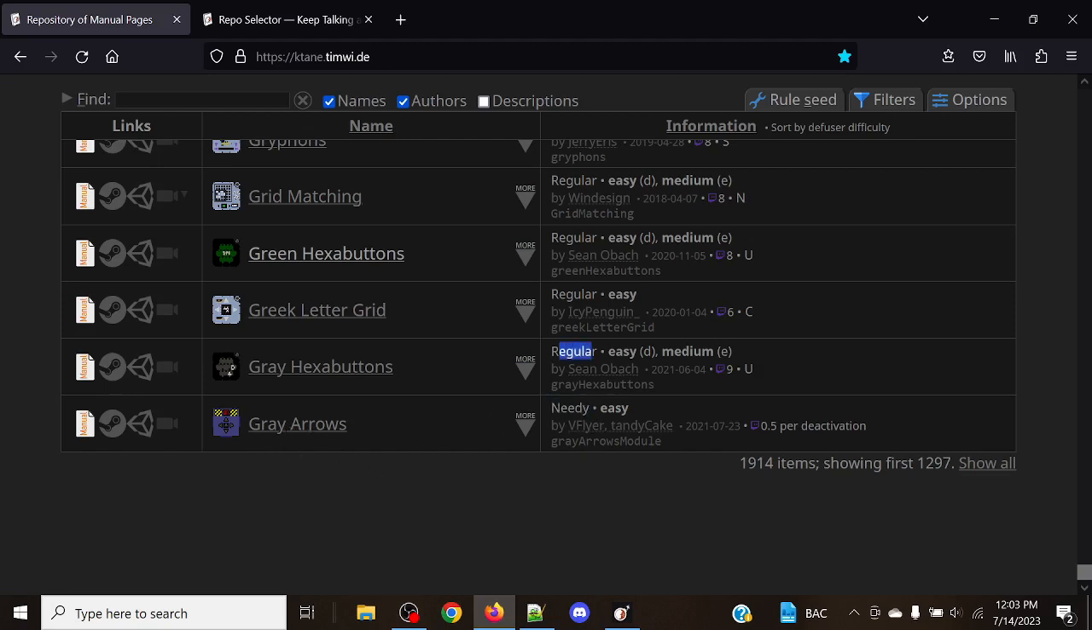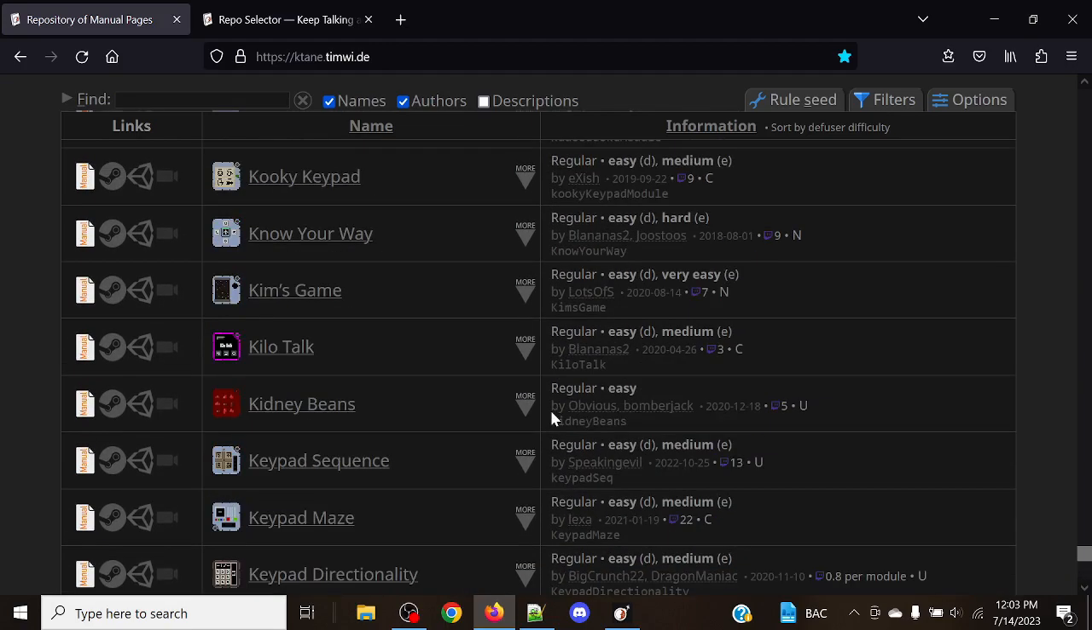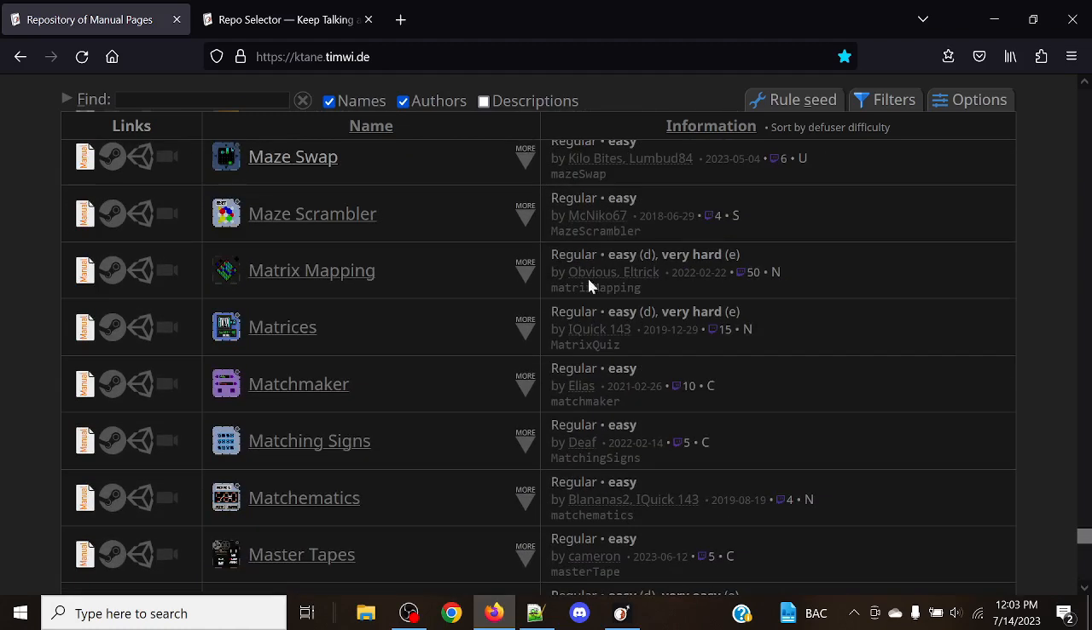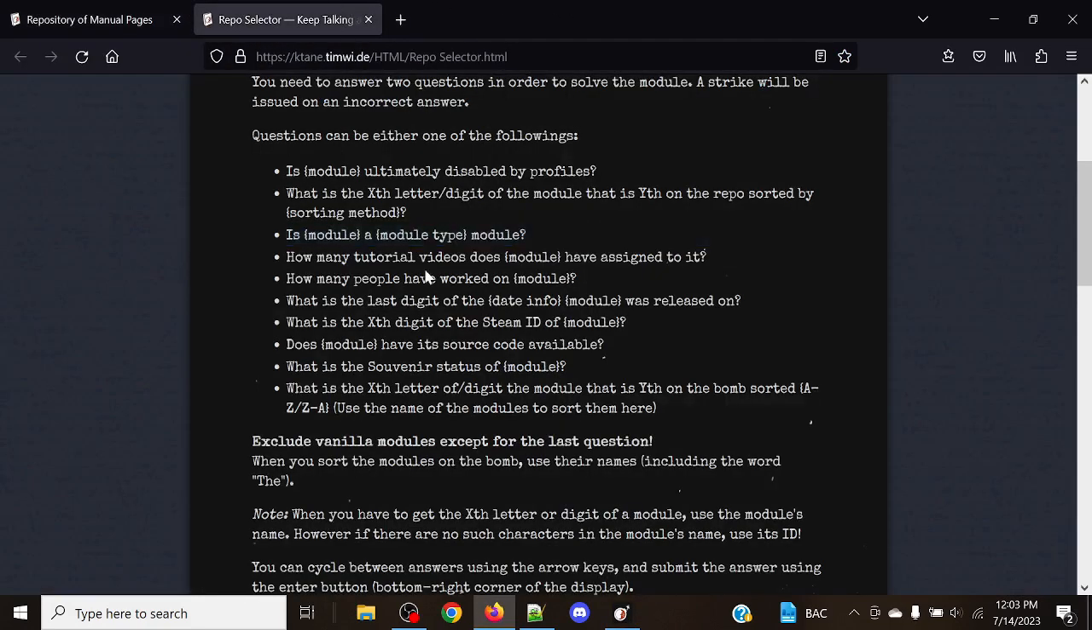These will be the ones that you'll see. It's between regular and needy, 9 times out of 10. I don't know if there's any other exceptions, but for the most part, it's just asking whether it is a regular module or a needy module. Fairly straightforward.